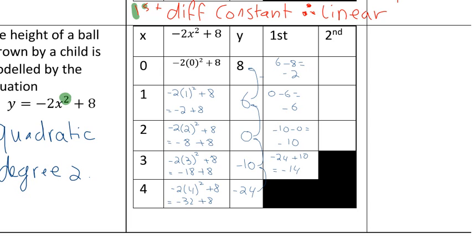Second difference, right? So in the case that your first difference is not constant, you're going to have to move to your second difference. Okay? And for the second difference you subtract your first differences, this minus this. Well, that's why it's called the second difference. So I'm going to take negative 6 and subtract negative 2. So that's negative 6 plus 2, which is negative 4.